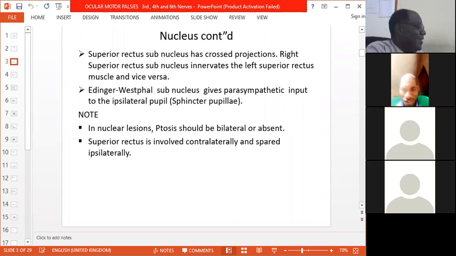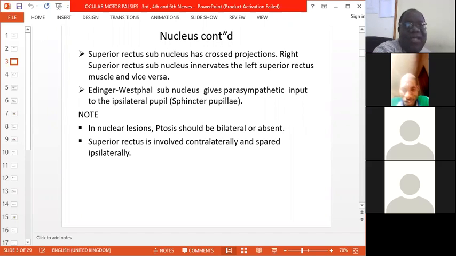What is that? I think it's not clear anymore. So contralaterally is involved contralaterally. If this is the right nucleus, it's the left eye. That's the meaning of superior rectus being involved contralaterally. Ipsilaterally spared, because there is this crossing over from here.